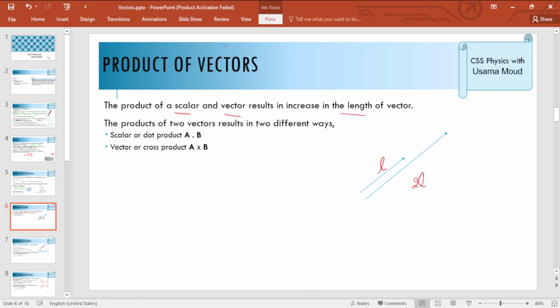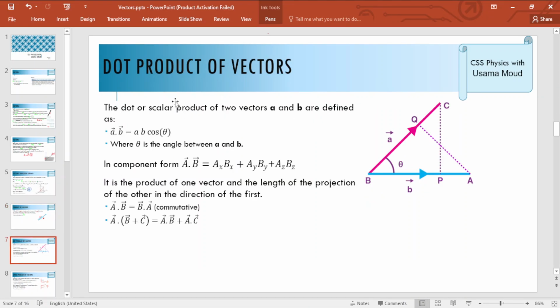However, when a vector multiplies with a vector, there are two different types of products. One is known as the dot product, the other is known as the cross product. The dot product is the case when two vectors multiply in such a way. Look at this diagram. We have this vector b and this is vector a.